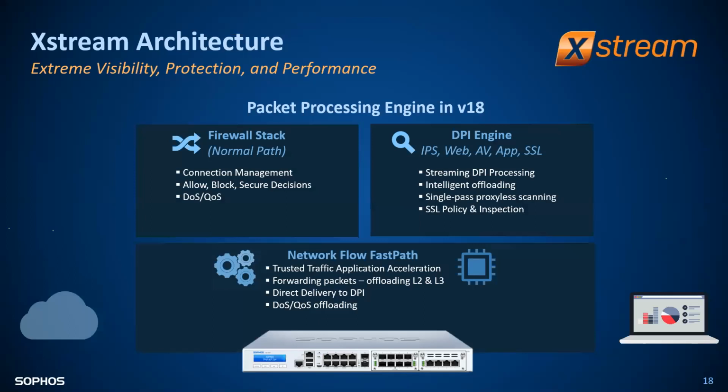The DPI engine, the Deep Packet Inspection engine, is newly introduced in our version 18. This is a 100% stream-based deep packet inspection engine, which is port agnostic. Port agnostic means whether it is port 80 or 443 or any other port, I don't mind. I don't care. If it comes to me, I will scan everything. And that is actually the main beauty of it.